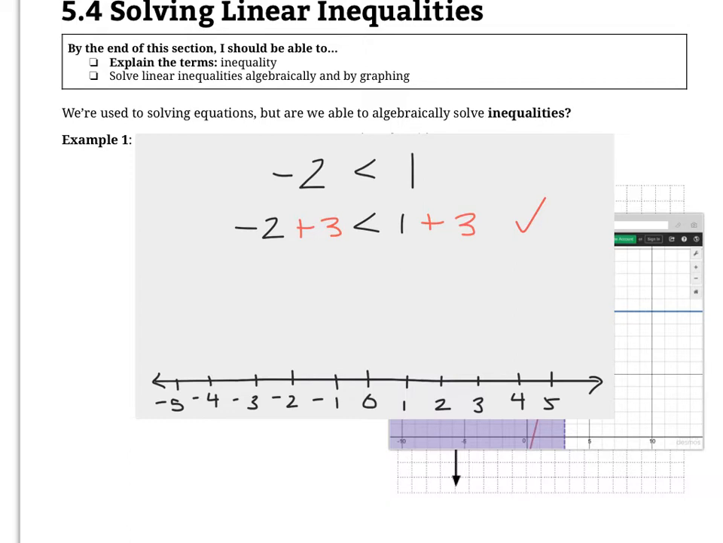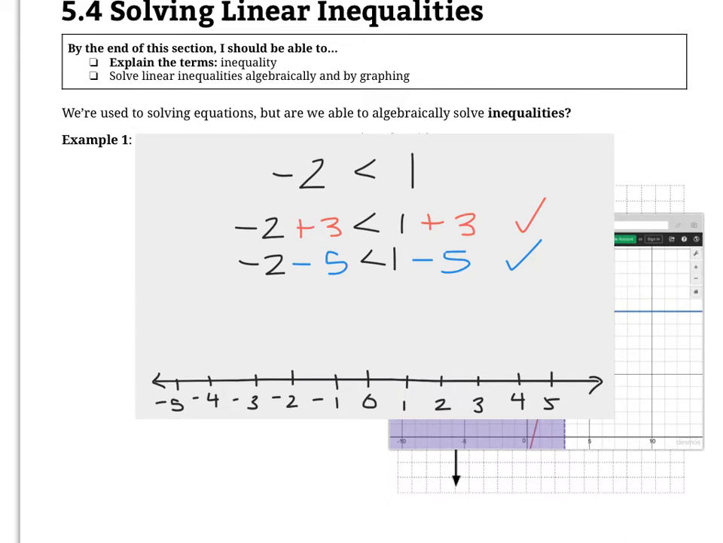Same as subtracting. Let's try subtracting. So let's try to subtract 5, let's say. And we'll subtract 5 from the other side. Are these things still true? So we have negative 2 minus 5, that's negative 7. On this side I have 1 minus 5, negative 4. Is negative 7 less than negative 4? Yes. So adding and subtracting any number to both sides of the inequality doesn't change the fact that this inequality remains true.